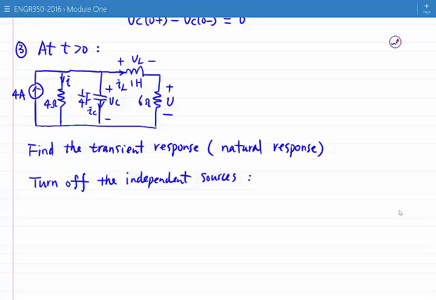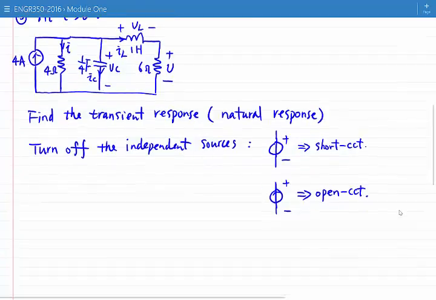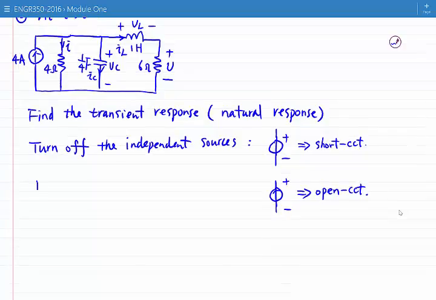If we have a voltage source, plus minus, in the circuit and we want to turn it off, we should short circuit it. If we want to turn off a current source, the current will be 0, so we should open circuit it. In our case, it's a current source, so we make it open circuit. We turn off the current source to find the natural response of our circuit.